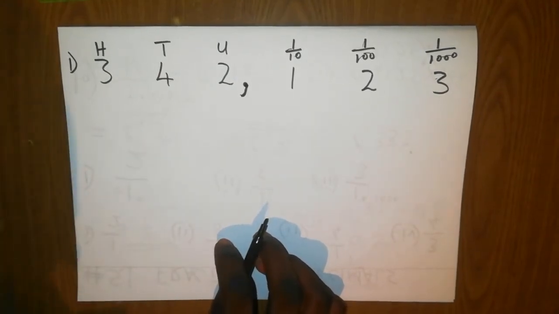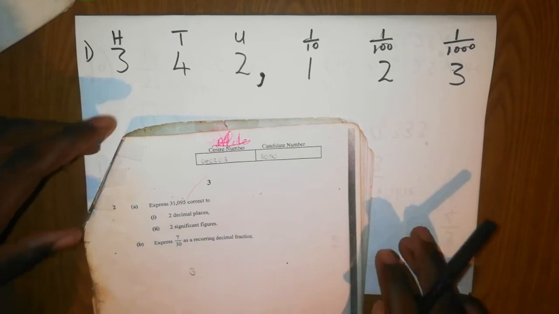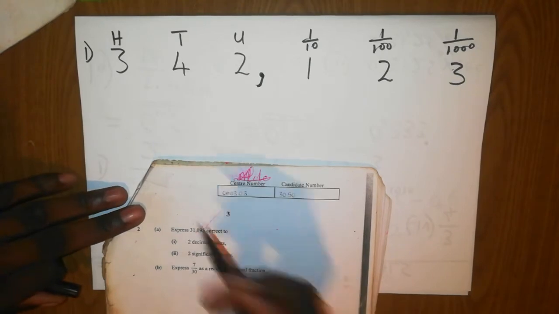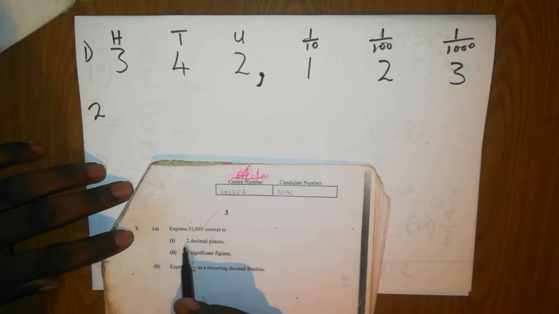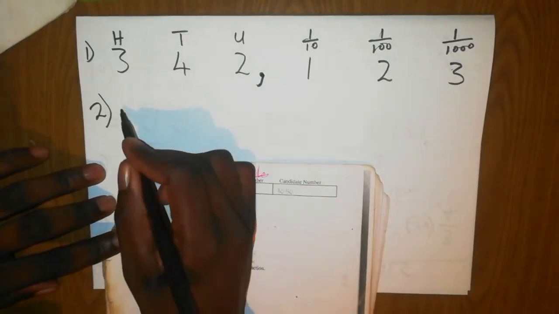So now I want us to start rounding off decimals. I'm going to be using question papers to answer such questions. So here is the other question that I have here with me. It's June 2016, number 2. We're given: express 31.095 correct to the first answer. The first answer is supposed to be in 2 decimal places.